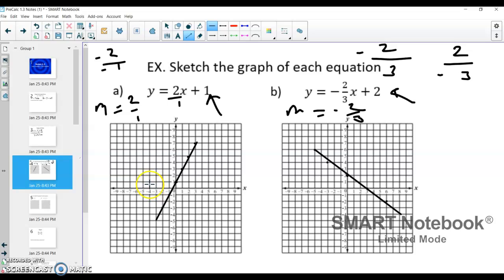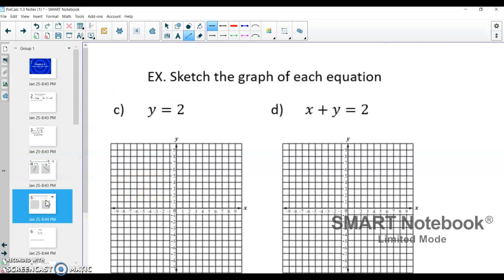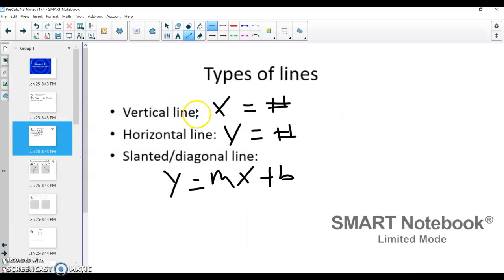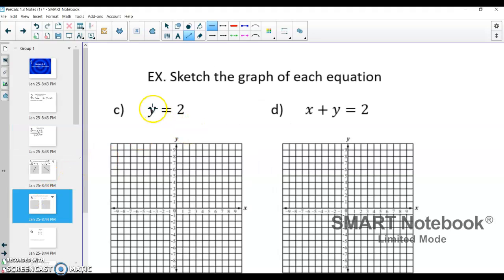Okay? Moving on, we have a case kind of like we talked about here, where you have a vertical line or a horizontal line. This looks like it'll be a horizontal line because it's y equals just a number. And so what that means is we are up here at 2, and we have a horizontal line at 2 there.